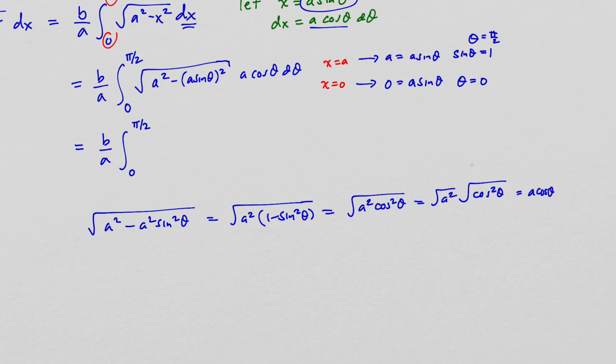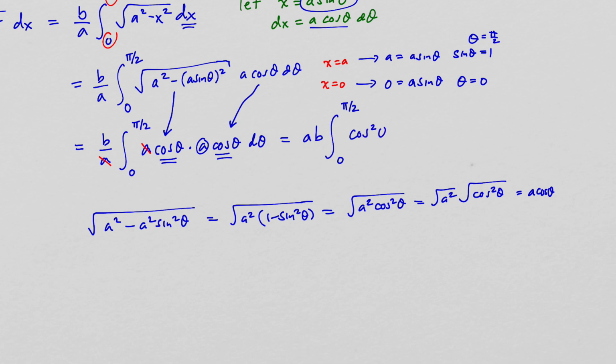Remember, we don't need absolute values. So we have a cosine of theta. That's the radical here. But then we have another a cosine of theta over here, and then d theta. Now, the a on the outside will cancel out one of the a's on the inside. The other a I'm going to factor out, so that's going to be a times b, integral from 0 to pi over 2, and then cosine theta times cosine theta is cosine squared of theta, d theta.